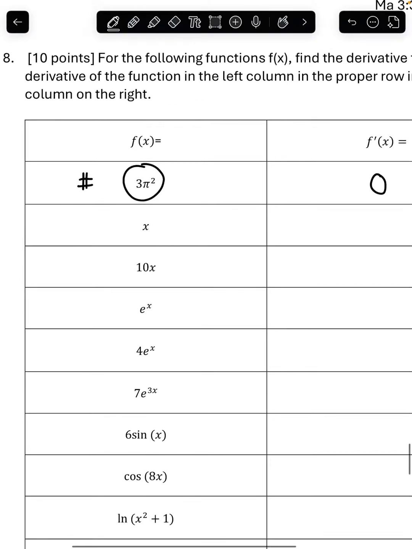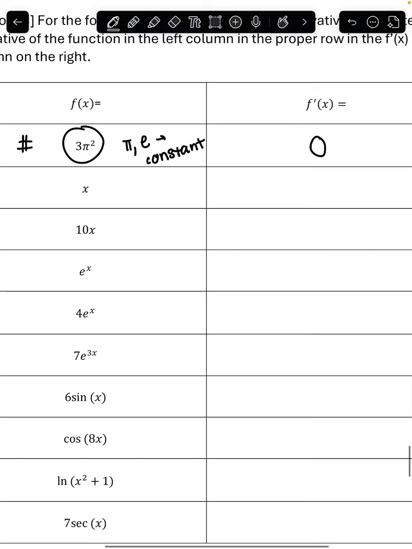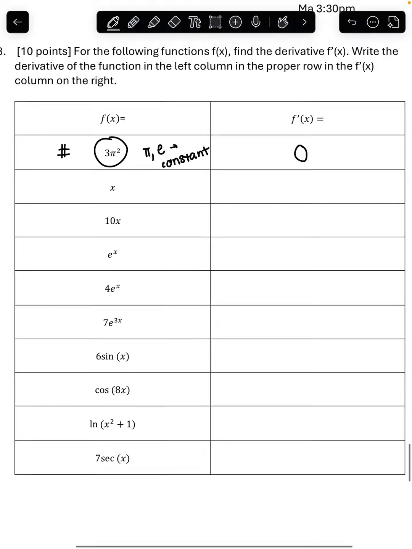Pi and e are just constants. So if there's no x attached to your expression, then its derivative is going to be 0. All right, the rest of these were pretty chill, right? Derivative of x is 1, 10x is 10, e to the x is just e to the x.